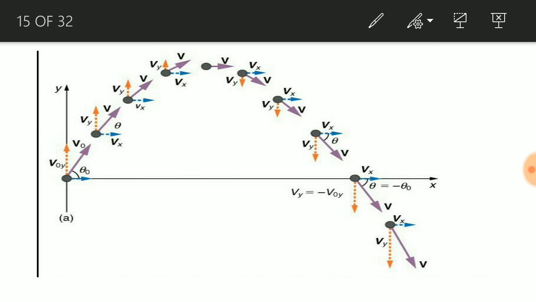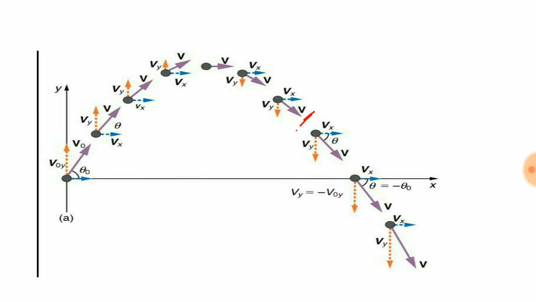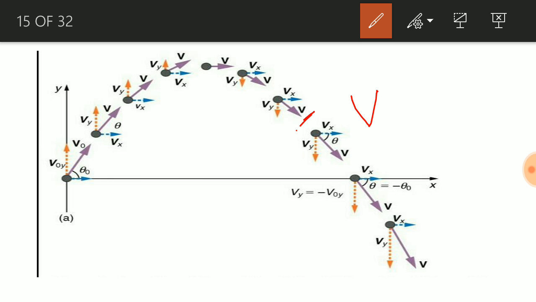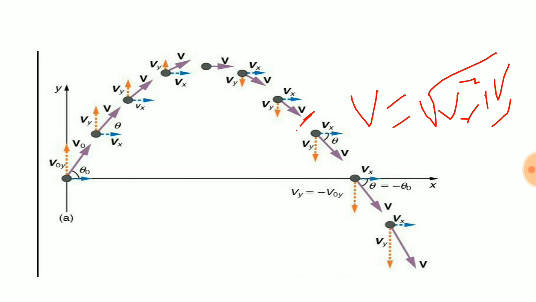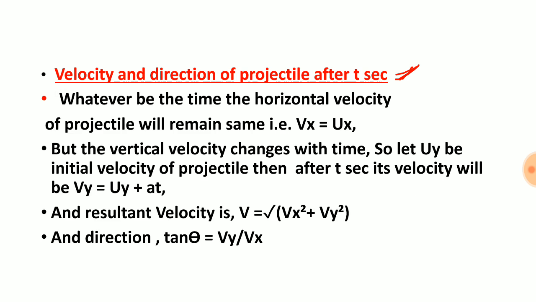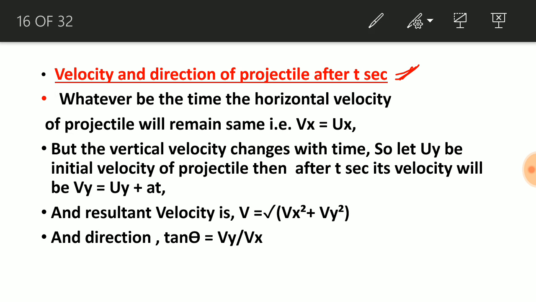After t second, the velocity of the x component remains the same. The resultant velocity will be new because of vy. vx will be the same. vy changes, because of that v changes, and our formula to calculate v is root under vx square plus vy square. Now in order to calculate v after t second, we need to know vx and vy. Now our vx will be the same as ux, because on the x-axis the velocity will remain the same.